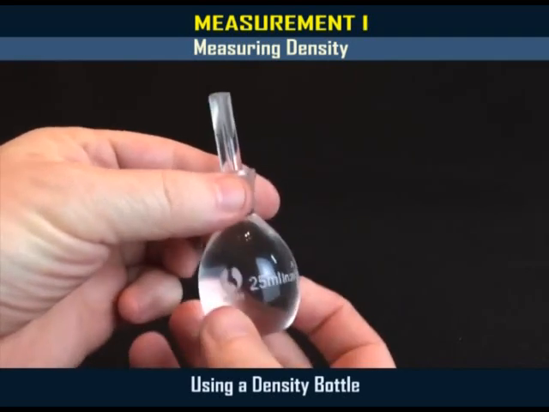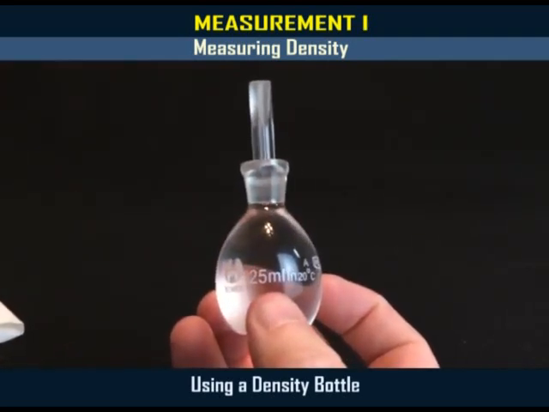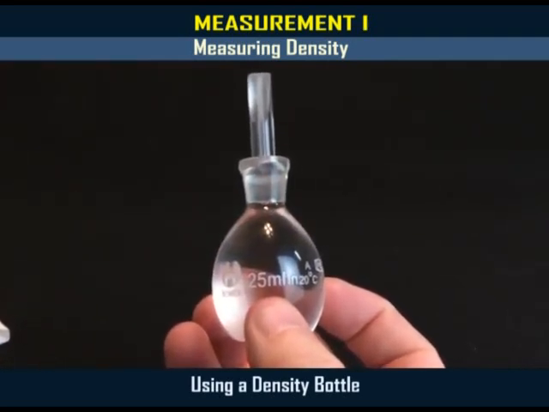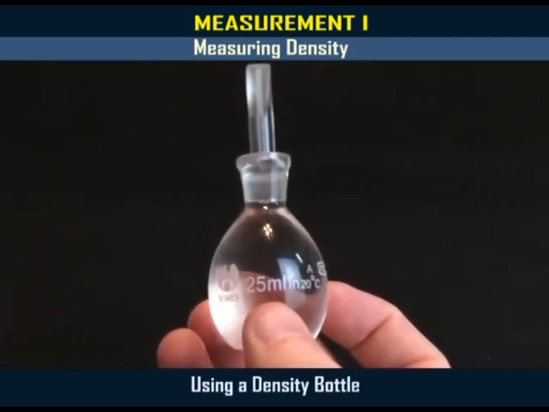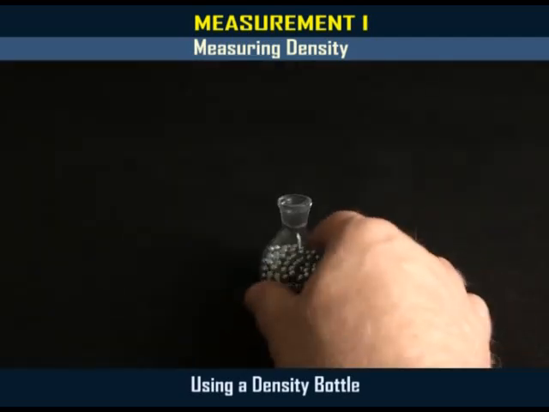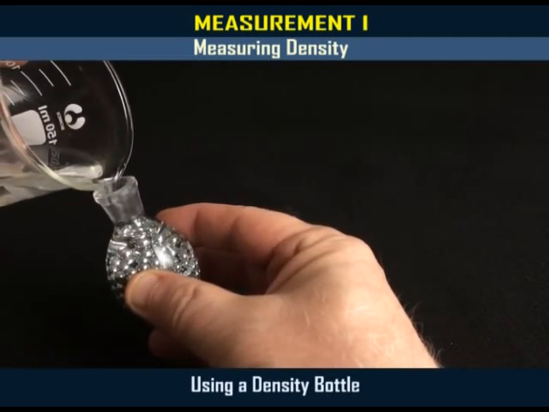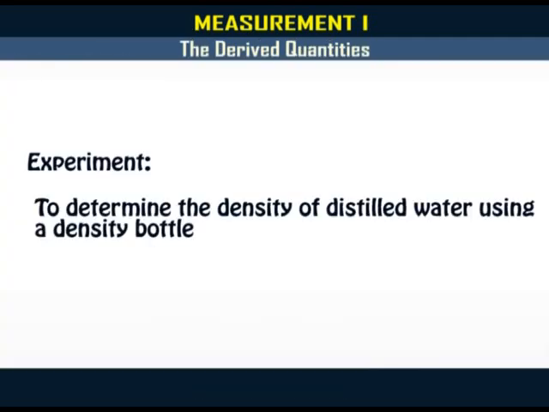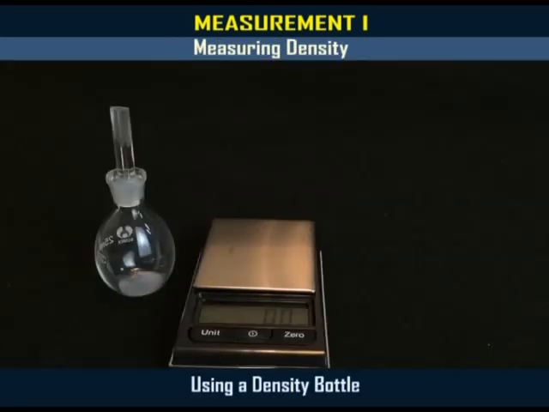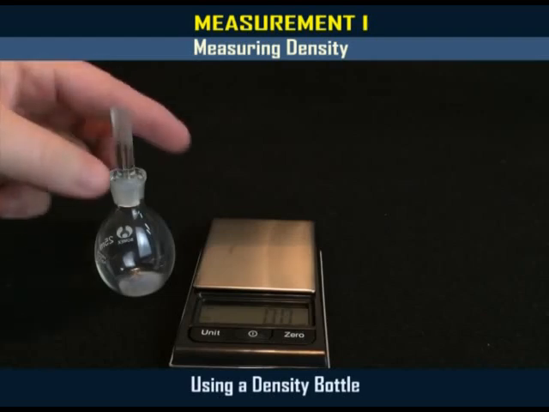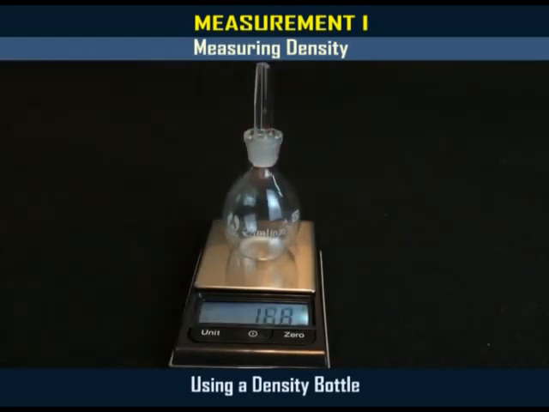Once you determine what that volume is, it is simple to measure the density of the liquid by simply measuring its mass. And you can do the same with most solids as well. So let's do a demo. First, we measure the mass of the bottle when it's clean, dry and empty. This is 16.7 grams.